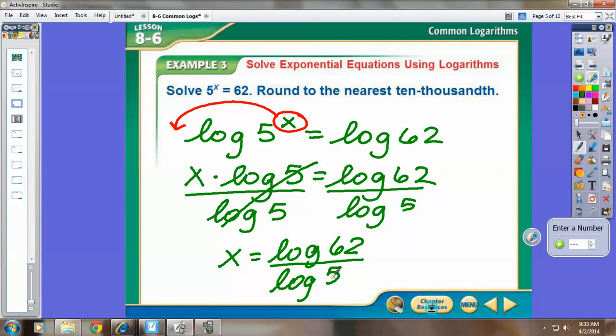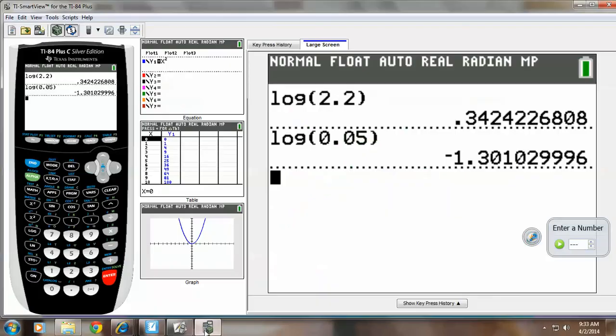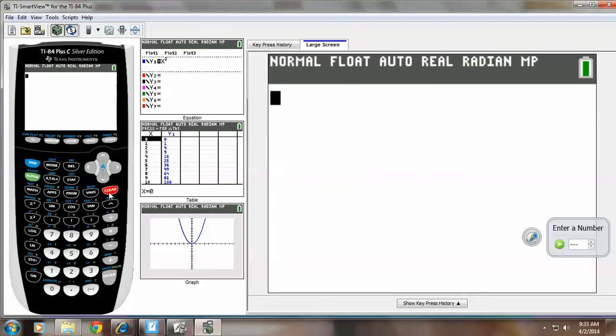I can calculate this on my calculator. So let's do that. I'm going to type log of 62 divided by log of 5. So log. I am going to use parentheses here just to be on the safe side. Log of 62 divided by, what did we say it was? Log of 5. Parentheses, log of 5.